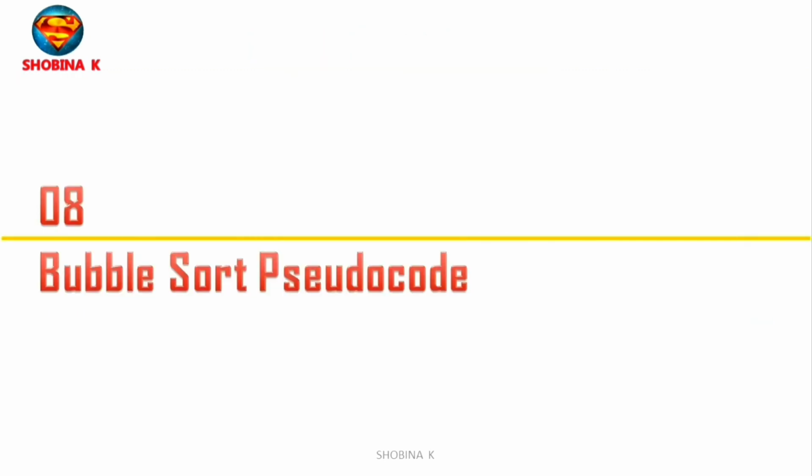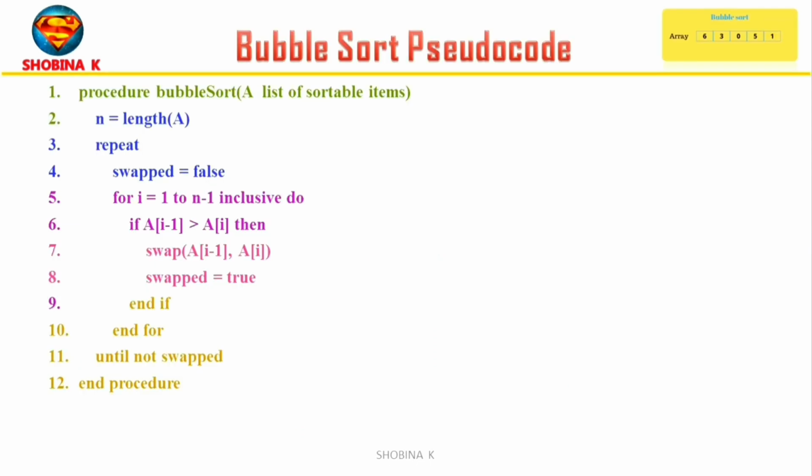And here is the basic pseudocode for the bubble sort algorithm. First, create a function that takes an array or list of elements as an argument. Next, get the length of the list. Now create a loop that repeats until no more swaps are needed. And then create an inner loop that steps through the list, comparing each pair of adjacent elements.